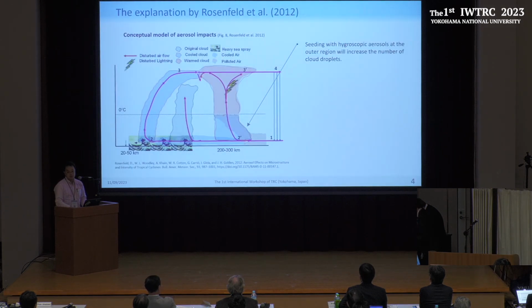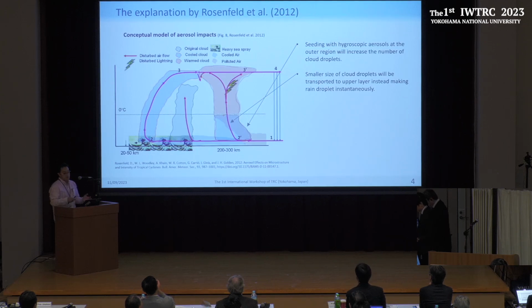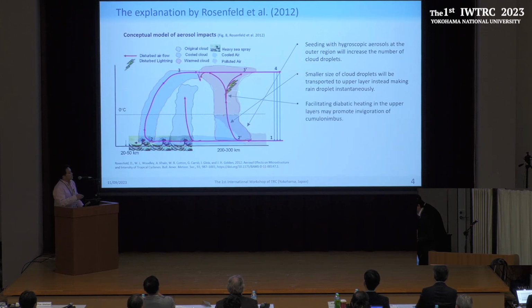One possible mechanism is proposed by Rosenfeld 2012. The seeding with hygroscopic aerosol at the outer region will increase the number of the cloud droplets. Smaller size of the cloud droplets will be transported to the upper layer, instead of making the rain droplets instantaneously, like local rain. So facilitating the diabatic heating in the upper layer by promoting the emergence of the cumulonimbus instead of the cumulus.